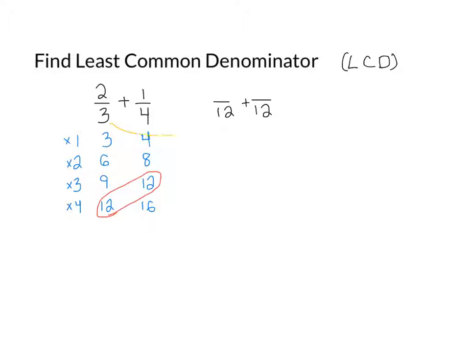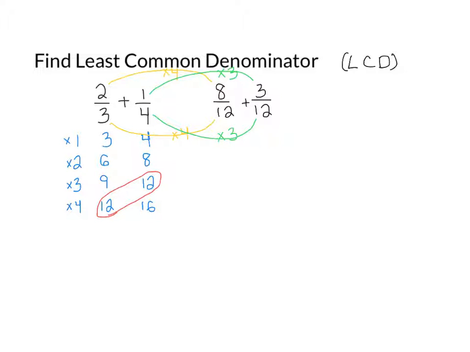So when we're looking here, 3 compared to 12, 3 times 4 is 12. So then on the top, we need to do the same thing. We need to multiply by 4, and 2 times 4 is 8. So then we look to our second fraction. 4 times what is 12? 4 times 3 is 12, so we need to do the same thing to our numerator. 1 times 3 is 3.